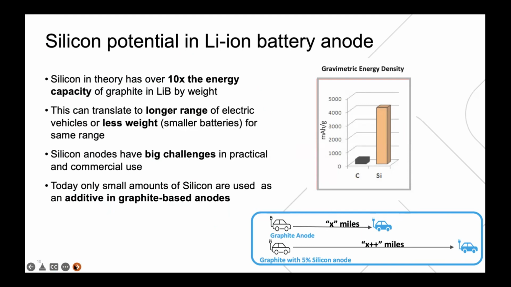So in order to make the same size battery, you could either get a longer range, or you could maybe make a smaller, lighter battery that gives you the range that you already have. You can add maybe 5% silicon into your anode mix. This then opens a challenge, because silicon itself has some severe technical shortcomings when used as an active material.